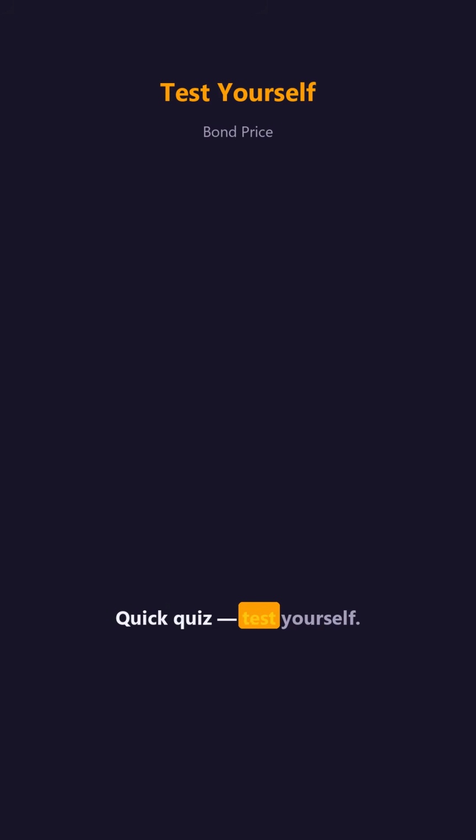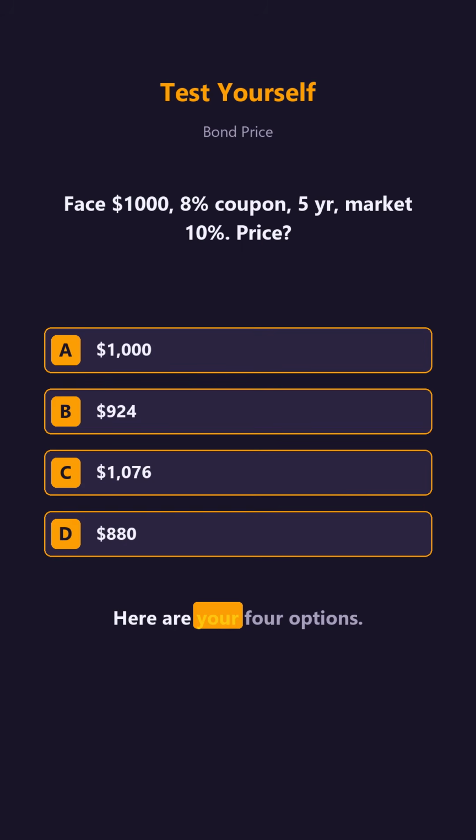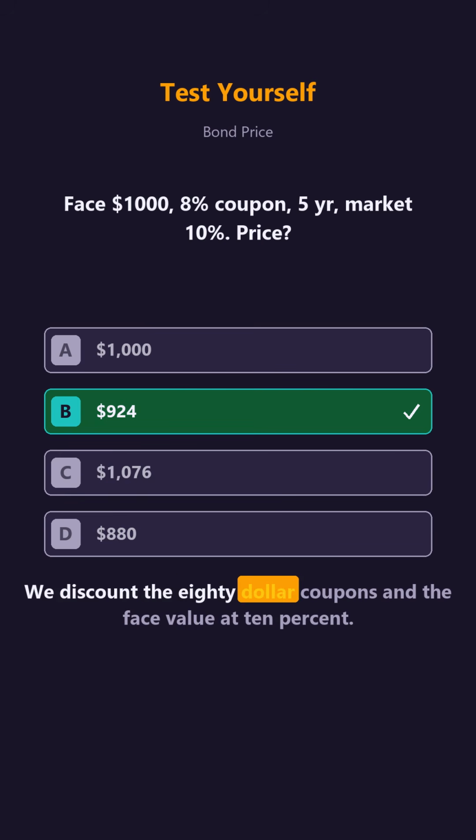Quick quiz, test yourself. A bond has a face value of $1,000, an 8% coupon, 5 years to maturity, and a market rate of 10%, so what is its price? Here are your 4 options. Pause the video and solve it now. The correct answer is B, $924. We discount the $80 coupons and the face value at 10%.